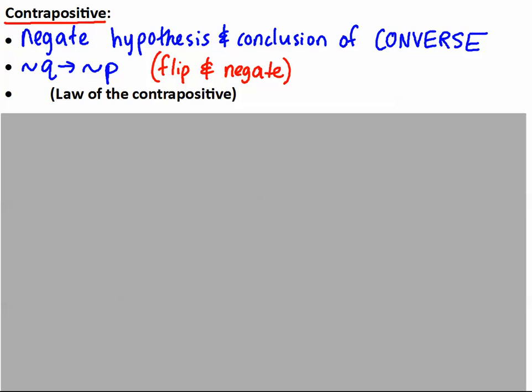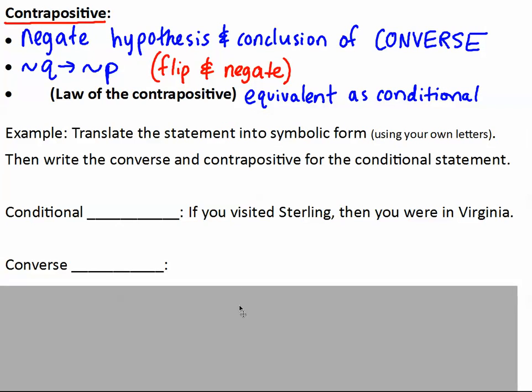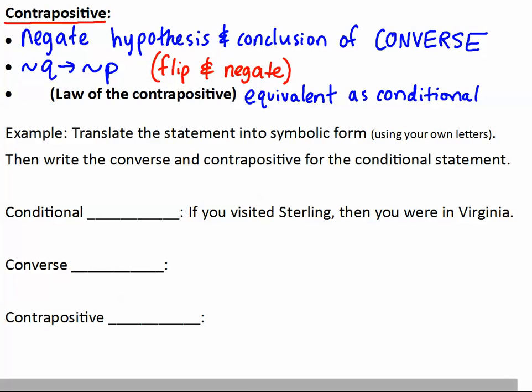Now remember that the contrapositive is equivalent to the conditional, and that's the law of the contrapositive, that it's the same truth value as the conditional statement. If the conditional statement is true, the contrapositive is also true. Let's look at an example. Translate the statement into symbolic form, then write the converse and the contrapositive of the conditional statement.